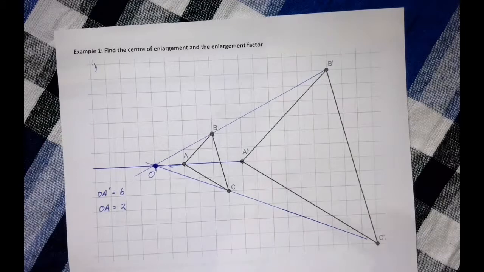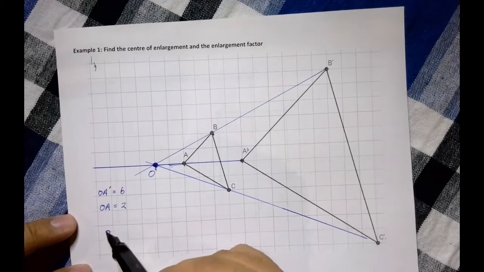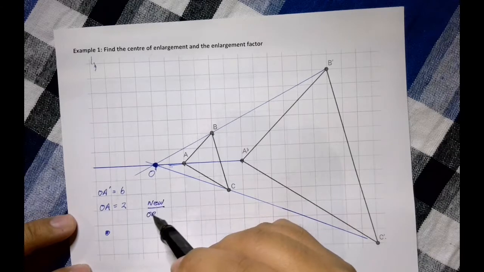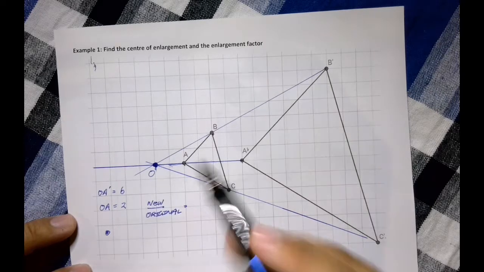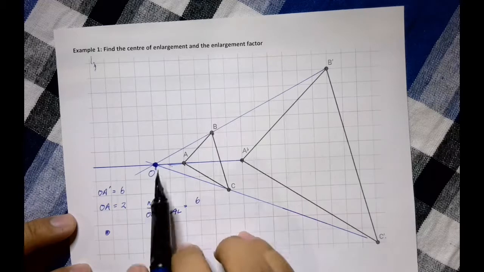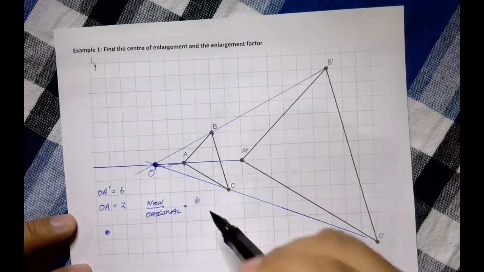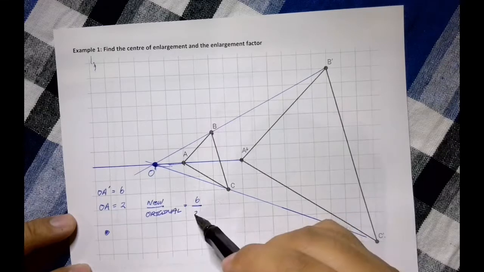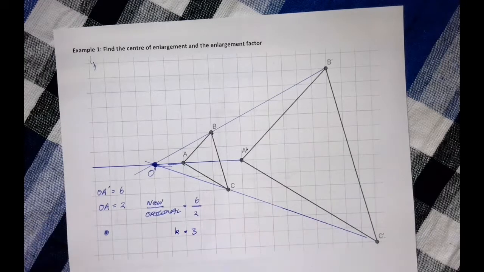To calculate the enlargement factor, we take the new distance, OA dash. Let me summarize it here. We take the new and we divide it by the original. In this case, the new distance from O to OA dash is 6. And we're going to divide that by the original, which was a distance of 2. 6 divided by 2 is 3. So our enlargement factor is 3.